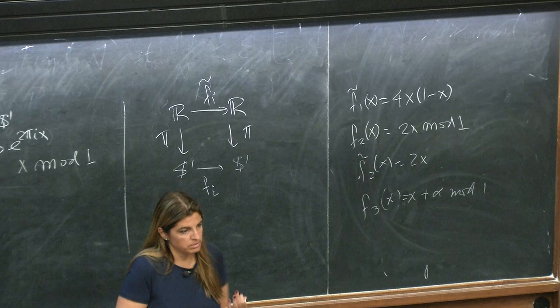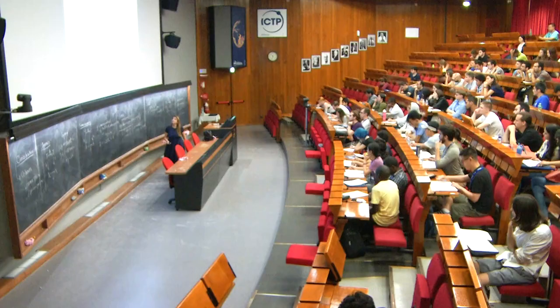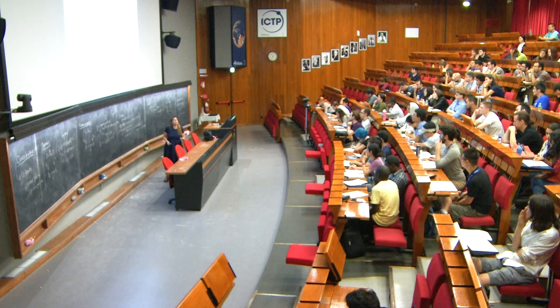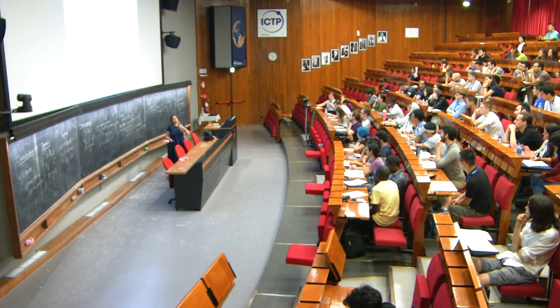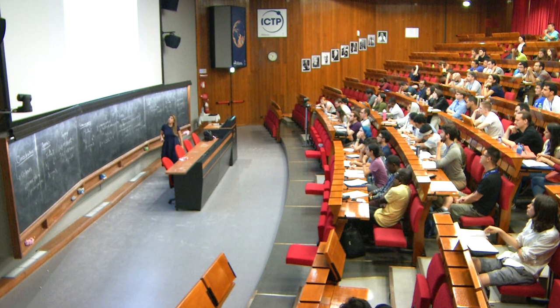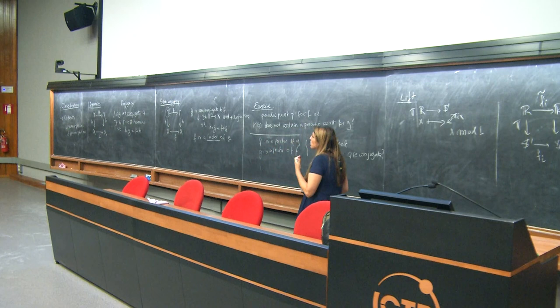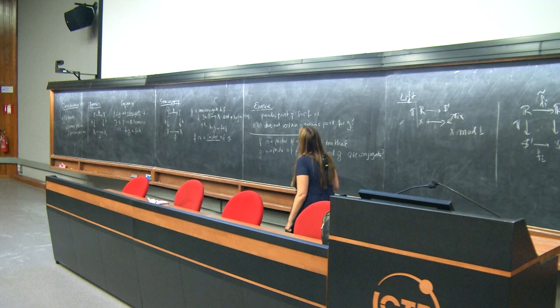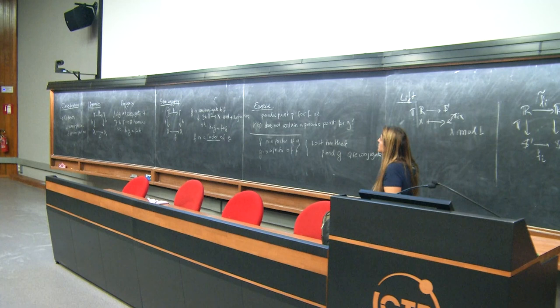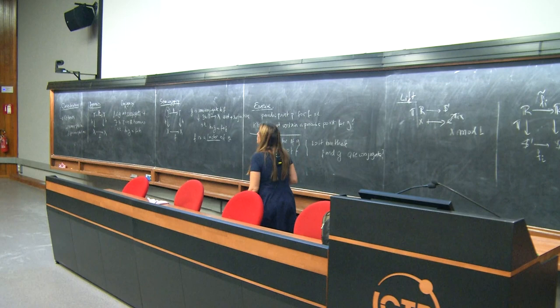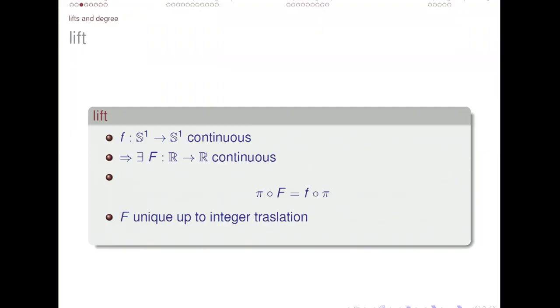OK, so you might be already familiar with this result, but let me state it anyway. When you have a continuous map on the circle, you can always lift it to the reals as a continuous map, and in a unique way. So if you have a continuous map on the circle, then there's a unique map in the reals, which is continuous, unique modulo integer translations. I will tell you what it is in a minute. But such that they are semi-conjugate, such that small f is a factor of big F. And this is called a lift of f.